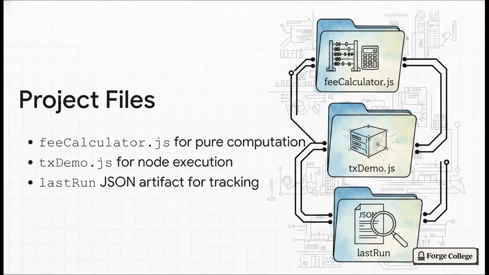We're creating 3 distinct files in our project directory to keep everything incredibly clean. The feeCalculator.js handles pure computation, so absolutely no network calls, just raw math. Then txDemo.js handles the actual node execution, actually sending the transaction. And finally, lastRun.json is a tracking artifact that records our inputs and outputs. By strictly separating the math from the network calls, we can isolate and squash any bugs so much faster.